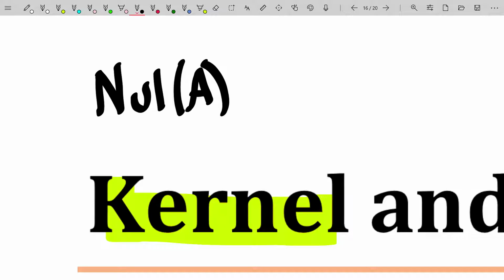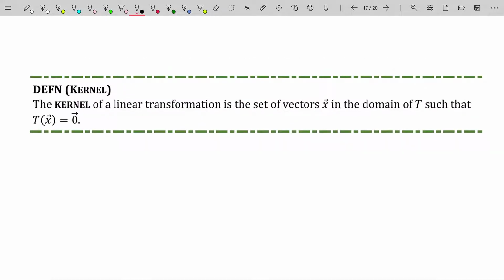But when you're talking about linear transformations, we use yet another word or phrase to describe that set. It's called the kernel. And here it is in all its glory. The kernel of a linear transformation is a set of vectors x in the domain of T such that T of x is equal to 0. That is, it's the null space of the matrix associated with the linear transformation.